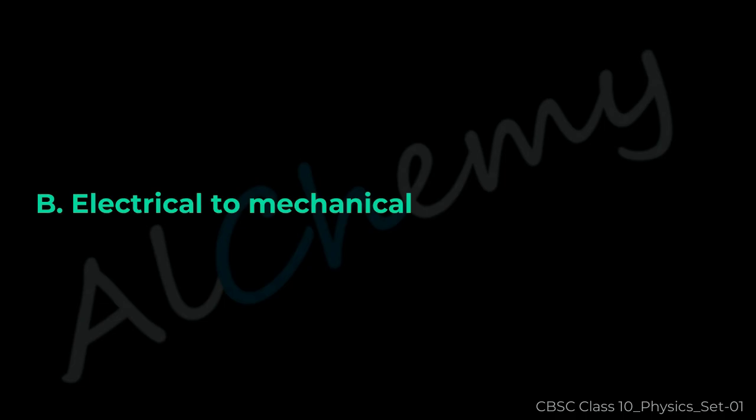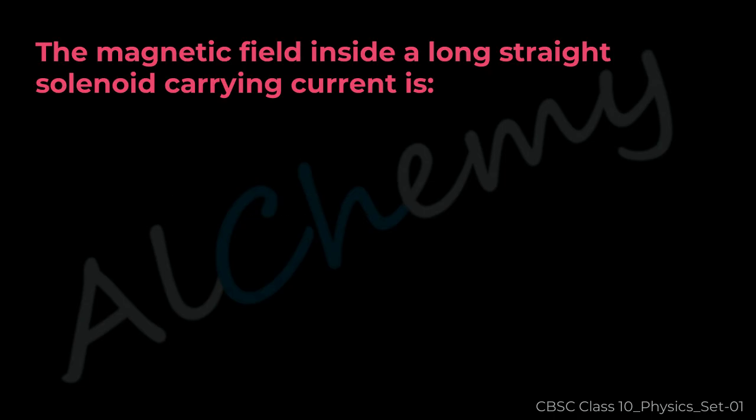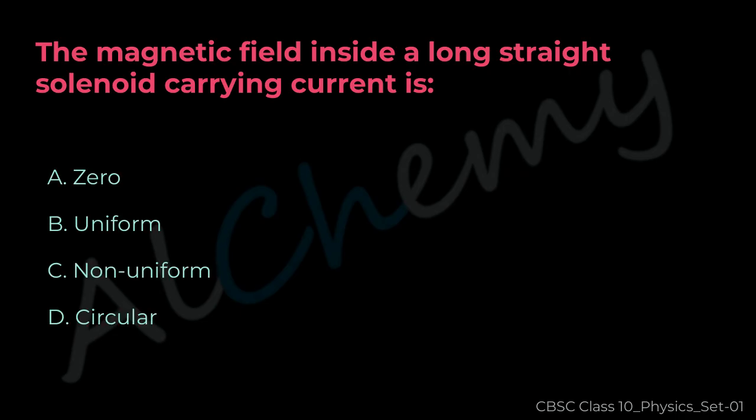The correct answer is B. Electrical to mechanical. Question 39. The magnetic field inside a long straight solenoid carrying current is A. 0. B. Uniform. C. Non-uniform. D. Circular.